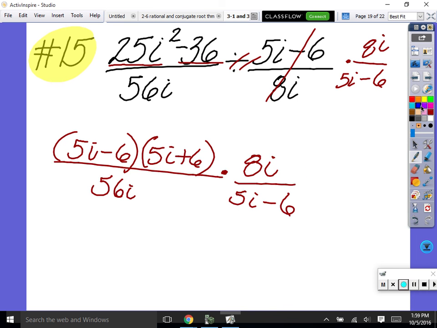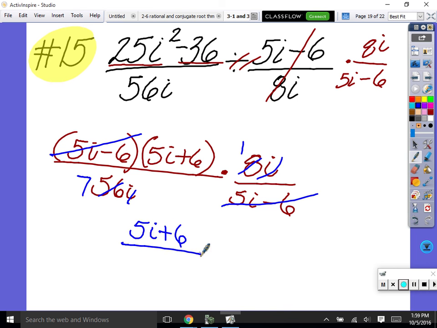Now we'll divide out exact factors. So, yes? No, that's just a variable. Good question. So we have a 5i minus 6 and a 5i minus 6 that divide out. Careful, 8 and 56 become 1 over 7. That looks like that's all we've got. So left on top, oh, no, i and i, right? Yep. Okay, so on top we have a 5i plus 6, and on bottom we have a 7.